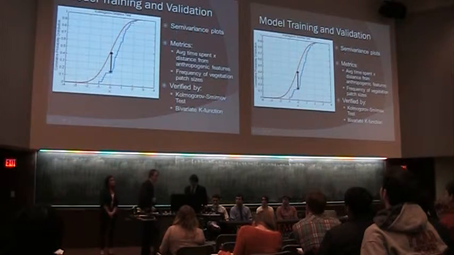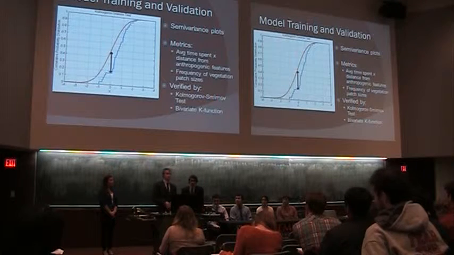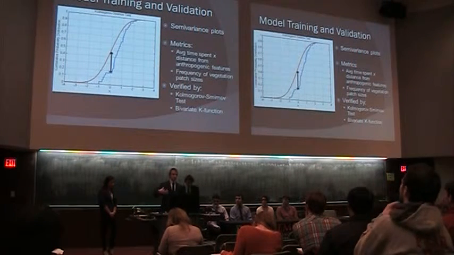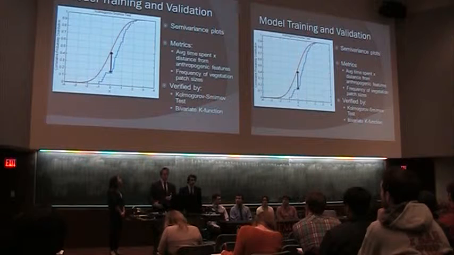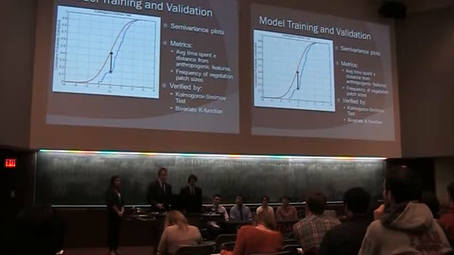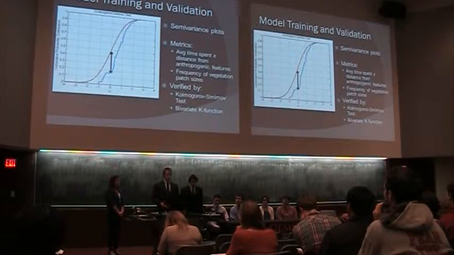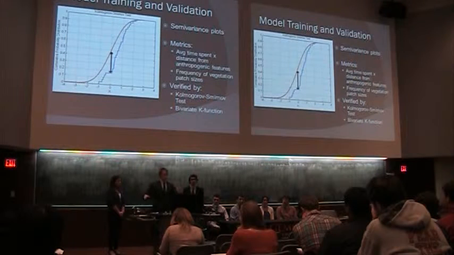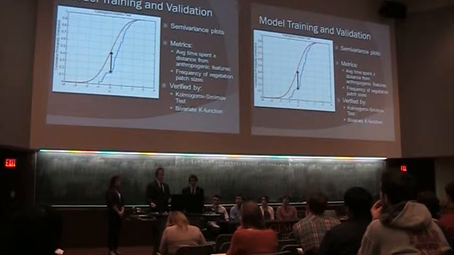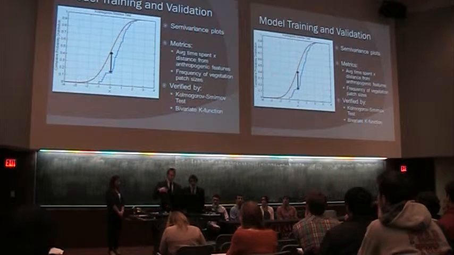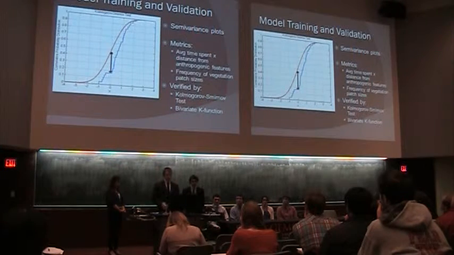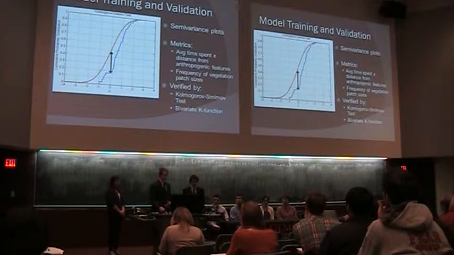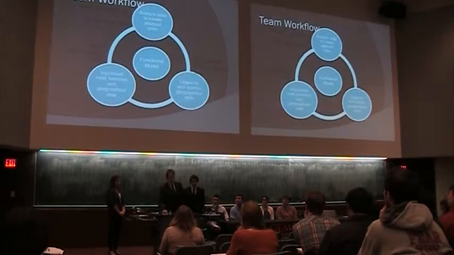So, real quick, how we're going to train the model: we're using primarily these things called semi-variance plots, which plot on a time axis the distance that the gazelle has traveled. Our mentor has done a lot of research, and that's a very good metric for this sort of gazelle movement data. We're going to compare semi-variance for our model gazelles against real gazelles, see how they stack up. The primary metrics are going to be time spent far away from different anthropogenic factors, and how they select vegetation patch sizes and how green the vegetation is. We're going to use Kolmogorov-Smirnov and bivariate K-function tests to do so.